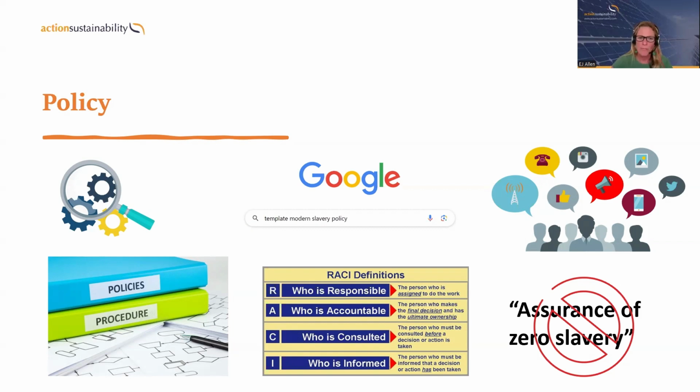If you do, be mindful that human rights is the umbrella heading above modern slavery, but that the scope of human rights is much broader than modern slavery. According to the UN, we've got 30 basic human rights, and slavery is just one of them. Okay, so hopefully I've got you thinking about your policy.